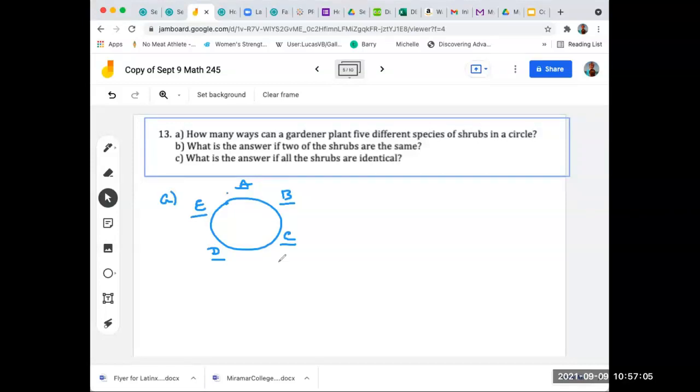So this is the circular permutation. In a line, it would be 5, 4, 3, 2, 1, which is 5 factorial. But in a circle, because of rotations, there are 5 rotations that are identical, since they're next to the same types of flowers. You divide by 5, so you get 4 factorial. Any questions with that one? If you put them in a circle, then the rotations are identical.